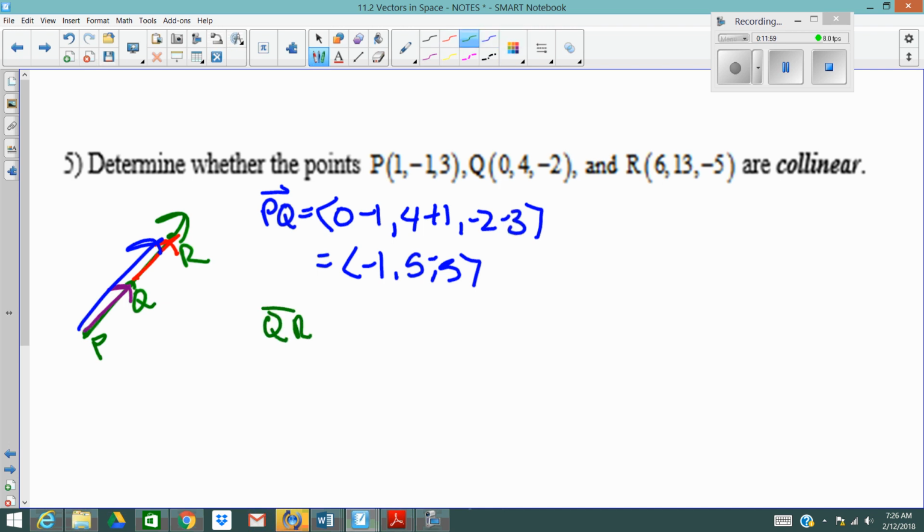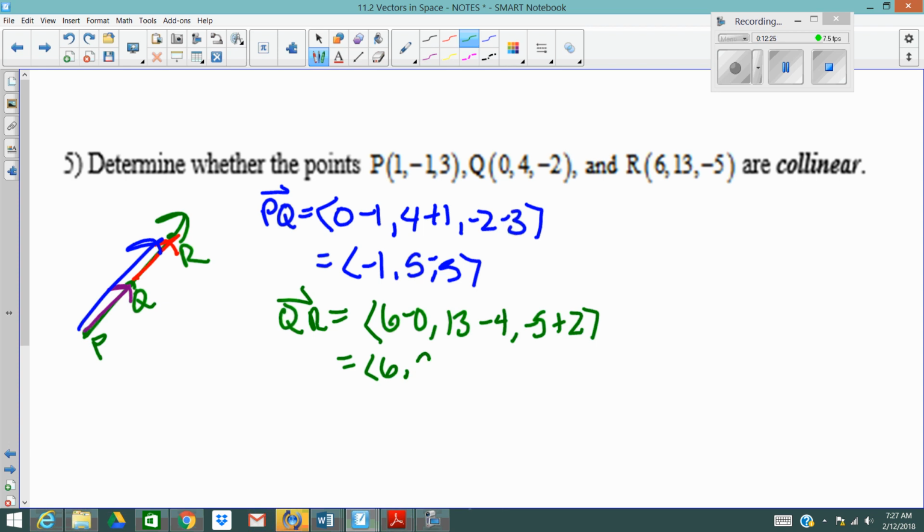Vector QR starts at Q and heads in the direction of R, so Q is our initial, R is our terminal. So we'll have 6 - 0, 13 - 4, and -5 + 2. So that gives us 6, 9, -3.